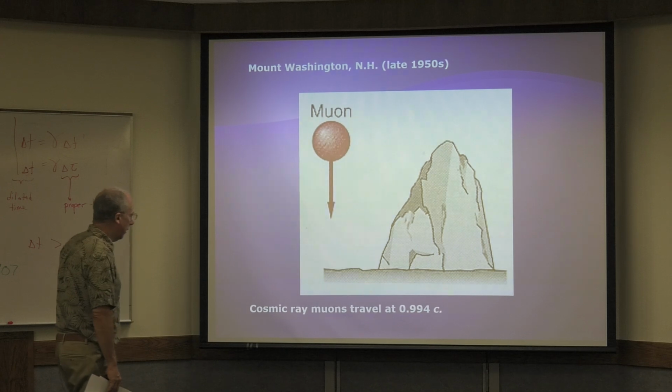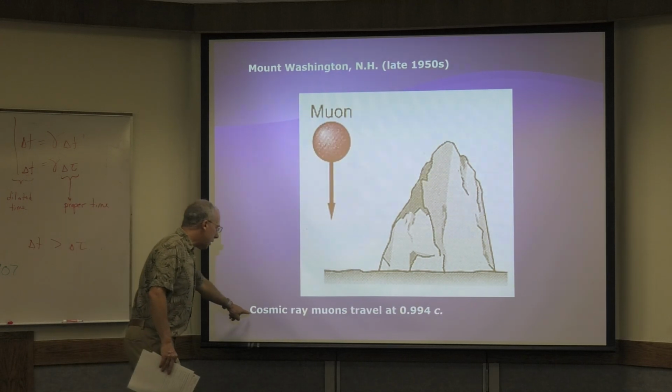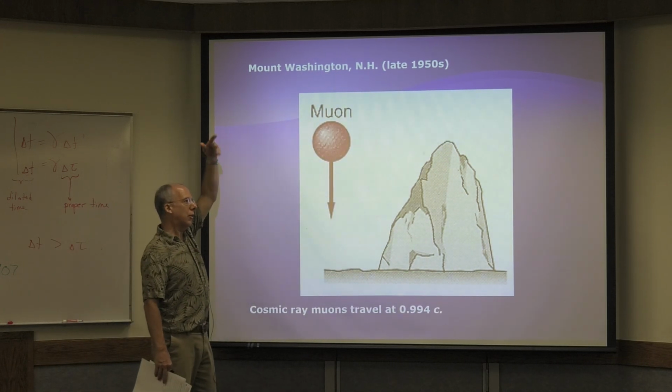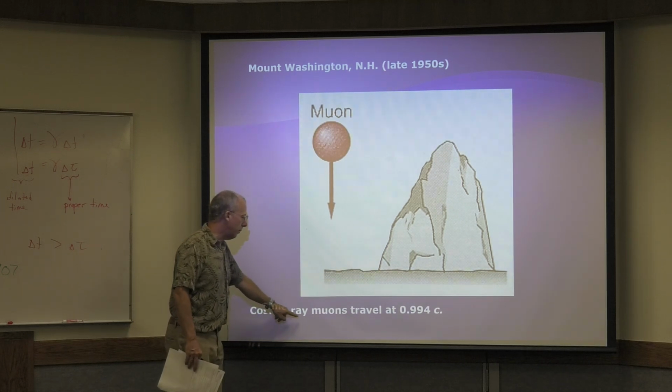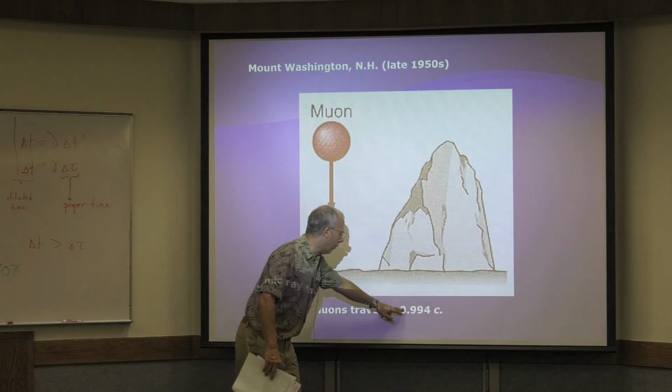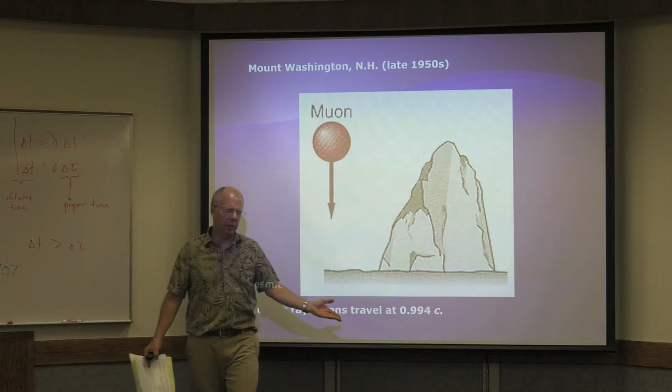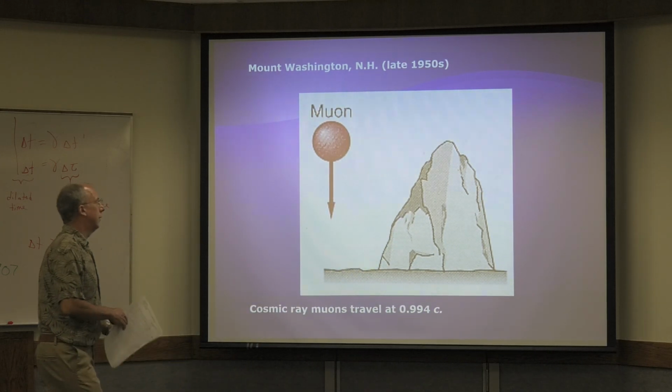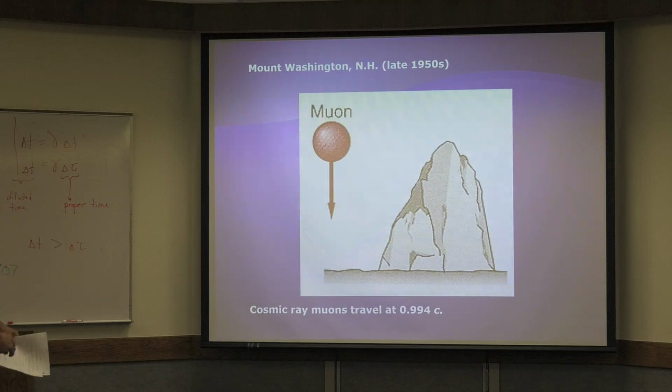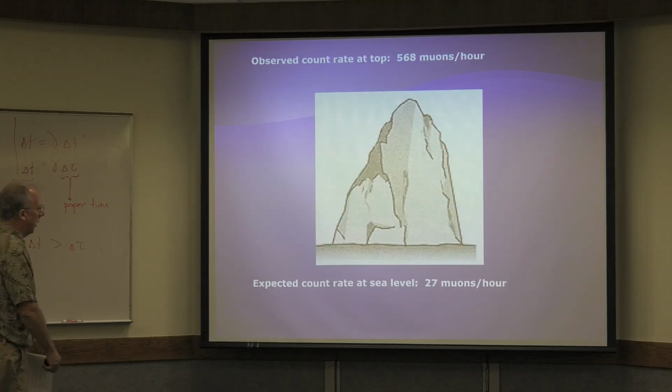So what they did: muons come from outer space, so we call them cosmic ray muons. Let's just say they travel at 0.994 C, nearly the speed of light. People knew that because they detected and measured them.